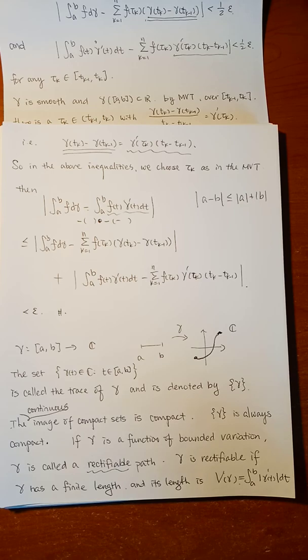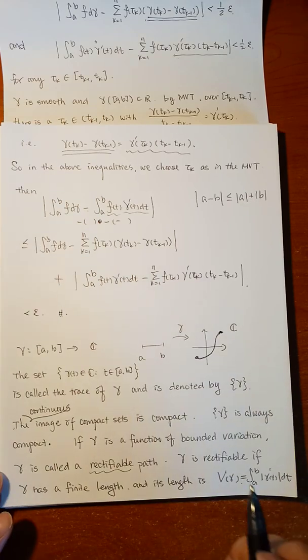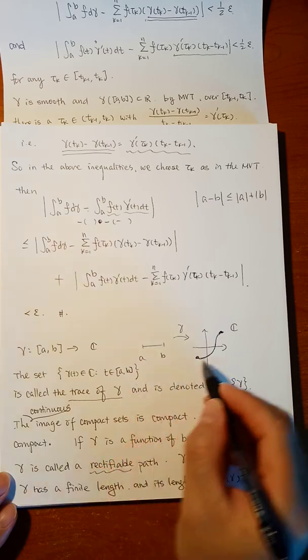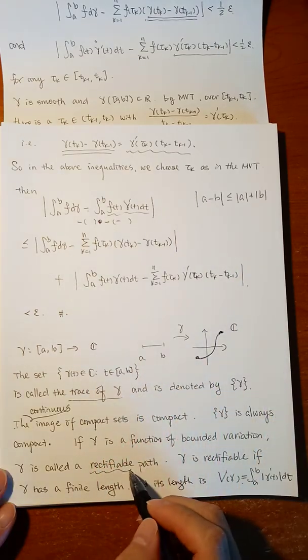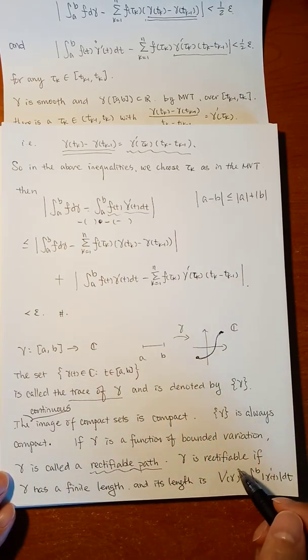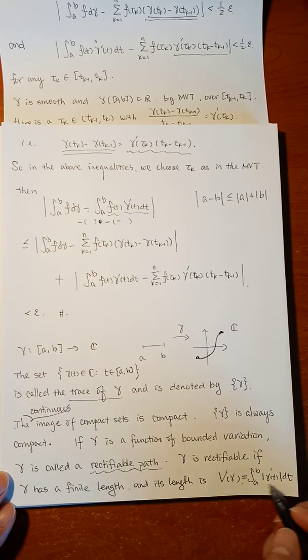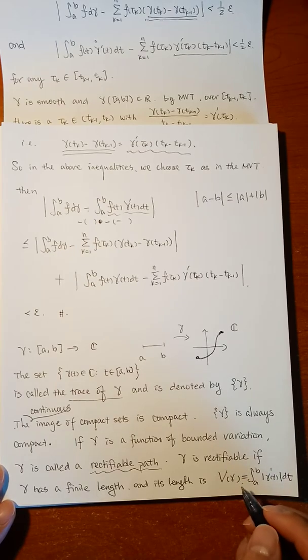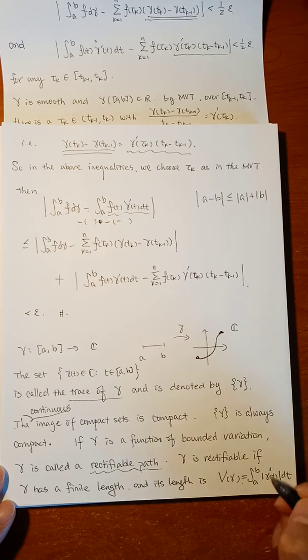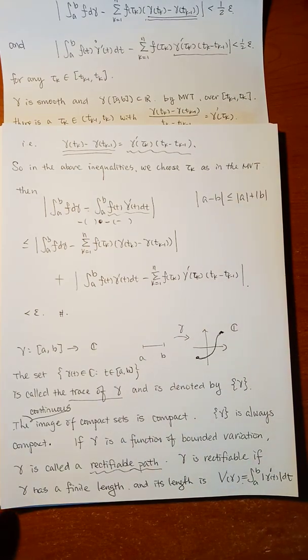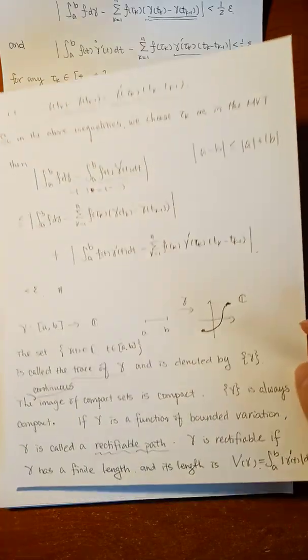Right? So that's the stuff we know. We already have trace. Trace is the image set. Rectifiable path if you have bounded variation. Rectifiable just means finite length, and the length formula for the piecewise smooth function we can define. We can calculate by this because we do have the derivative.